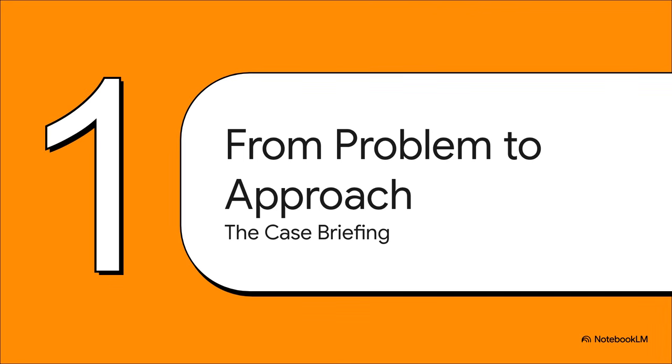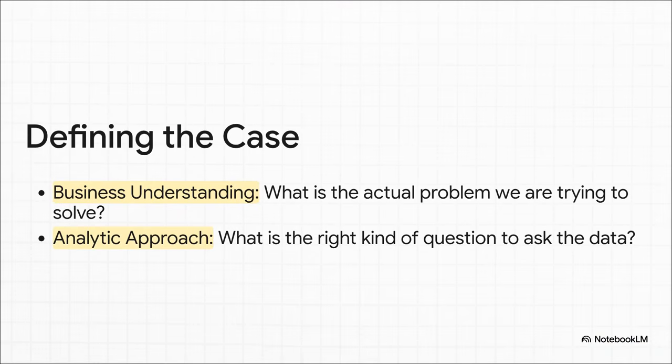Okay, so our journey begins right here in the first stage, from problem to approach. You can think of this as the case briefing. Before a detective can solve a crime, they need to know what they're investigating. Same thing here. Everything, and I mean everything, starts with business understanding. What does the business actually need? What's the goal? Are we trying to boost sales, cut down on costs? Once we nail that down, then we can figure out our analytic approach. This is all about asking the right kind of question to get the answer we need.